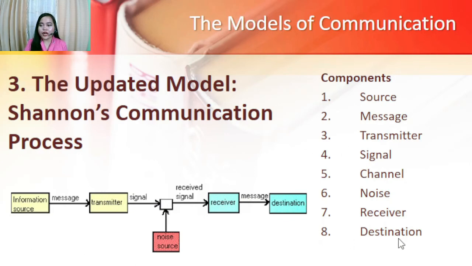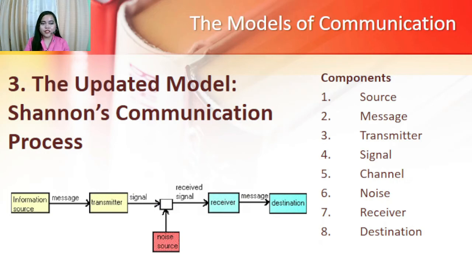Here are the components of the diagram: the source, message, transmitter, signal, channel, noise, receiver, and destination. The first component, the source, is where the message is coming from. This is the sender. And then we have the message, which is the idea being processed by the sender or the source.